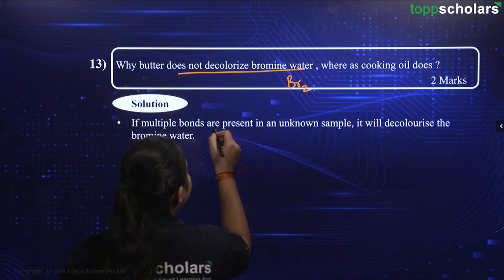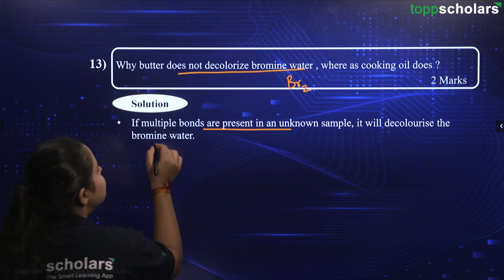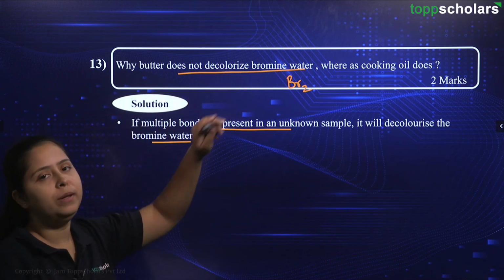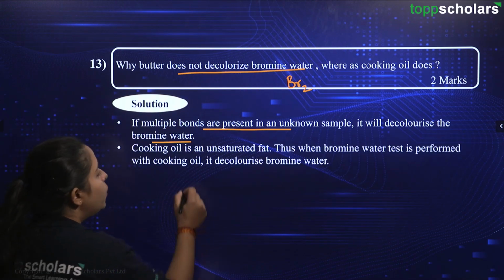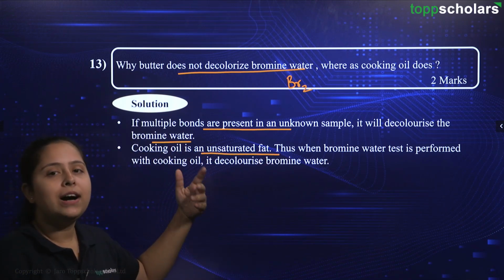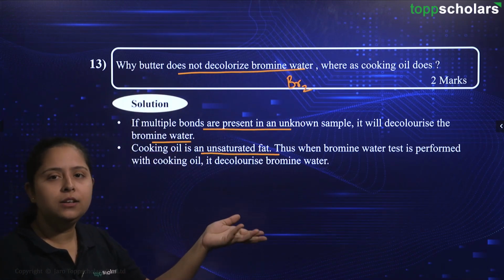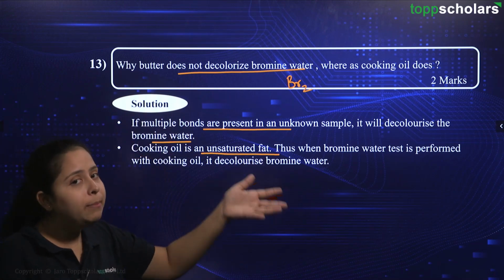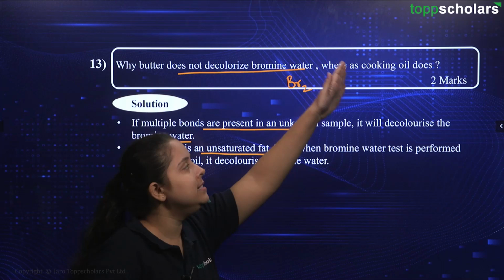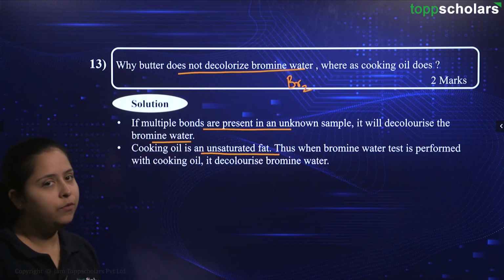It says that if multiple bonds are present in an unknown sample, it will decolorize the bromine water. This is the basic necessity for the decoloration of bromine water. Going ahead, cooking oil is an unsaturated fat. Here itself we have answered the question. This cooking oil is unsaturated and this butter is saturated. So, butter is saturated, no multiple bonds are present, hence no decolorization of bromine water. Over here, unsaturation is present, multiple bonds are present, hence it will decolorize the bromine water.